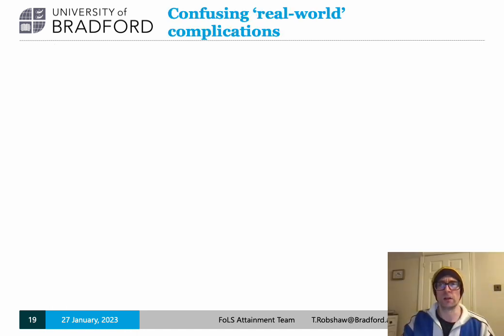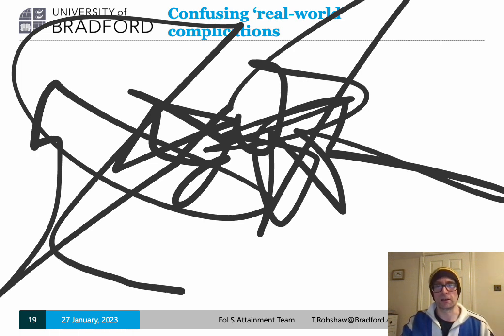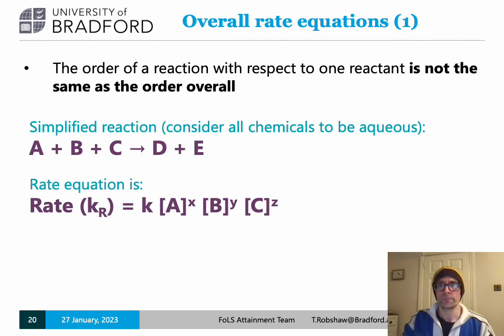Now in the real world, annoyingly, things are not this simple. You do get reactions that are of higher order than 2 with respect to individual reactants, and you do also get reaction orders which are not integers, so not 0, 1, 2, 3, etc. But you won't be dealing with these in your studies anytime soon, if at all. I'm just pointing out that they exist.